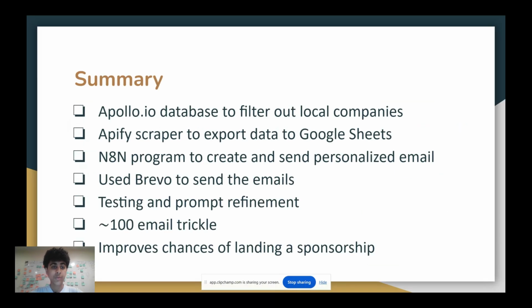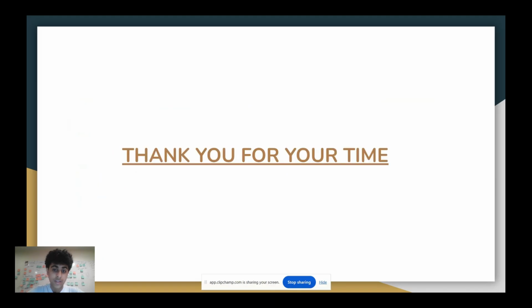Just as a summary, we used the Apollo.io database to filter out local companies, used Apify to export that data into Google Sheets, used N8N to create and send these personalized emails, and used Brevo to actually send the emails through Gmail. We did some testing and refined our prompt, and we sent it in a 100-or-so email trickle. Again, we're doing this because it improves our chances of landing a sponsorship, which is something we cannot do manually. Thank you for your time.